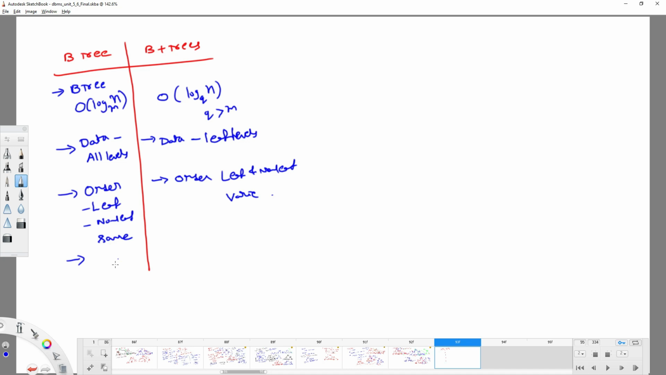What about the searching? Searching is going to be difficult or is going to be easy? Searching is difficult in B trees, whereas coming to B+ trees, searching is going to be easy, right? Especially with respect to range queries, right? When you are going to ask for only one record, then definitely both are going to have the same performance. But when we are asking for range queries, definitely B+ tree is going to be more advantageous. Right?